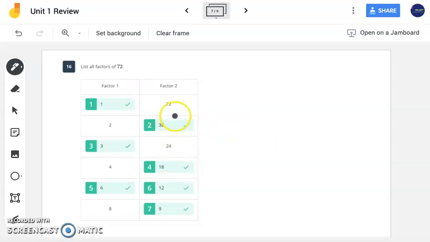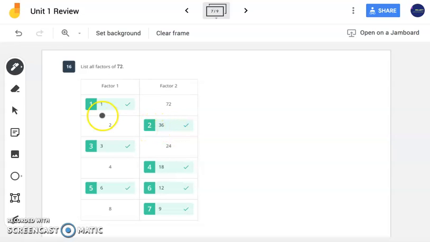Now, notice here they gave you a factor. So you had to figure out what is that factor pair. So I see 72. So 1 times something gives me 72. So in fact, 72 is the correct answer. Now what's great here is they gave you one of the factors. You have to figure out what is the pair. So 2 times something gives you 72.